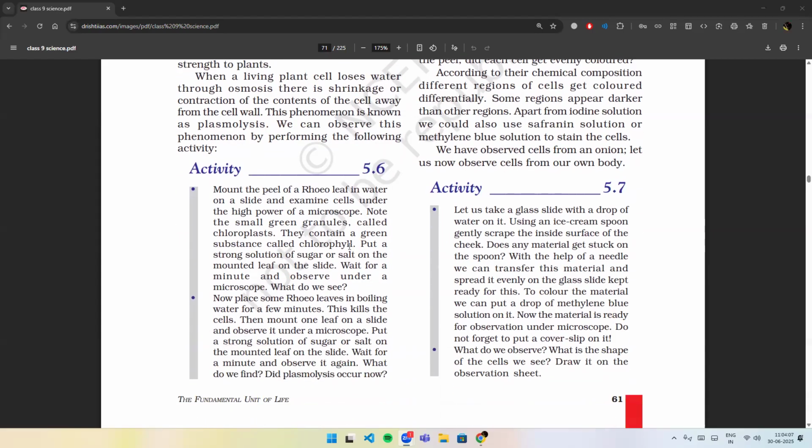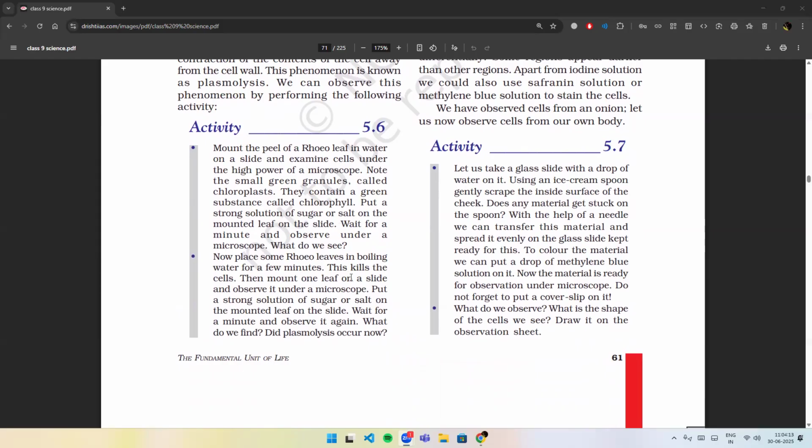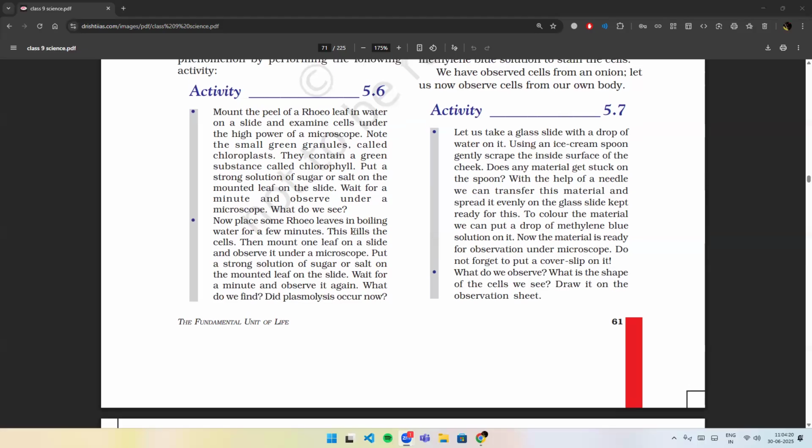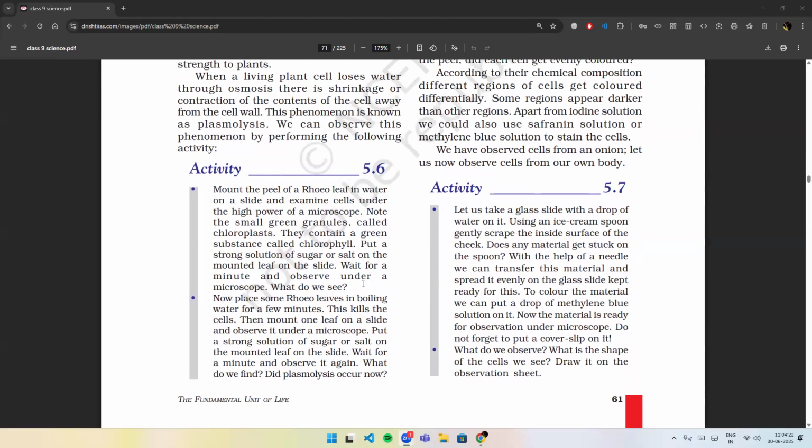Activity 5.6. Mount the peel of a Rhoeo leaf in water on a slide and examine cells under the high power of a microscope. Note the small green granules called chloroplasts. They contain a green substance called chlorophyll. Put a strong solution of sugar or salt on the mounted leaf on the slide. Wait for a minute and observe under the microscope. What do you see?